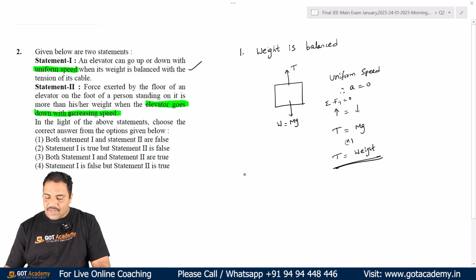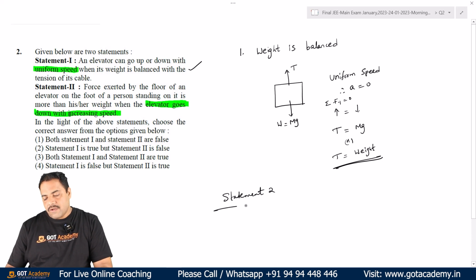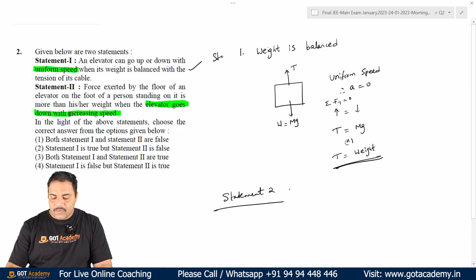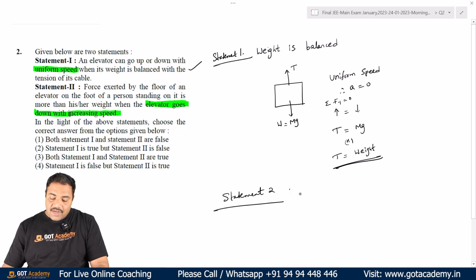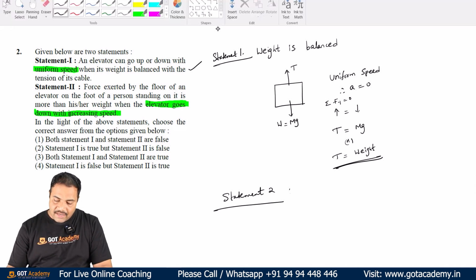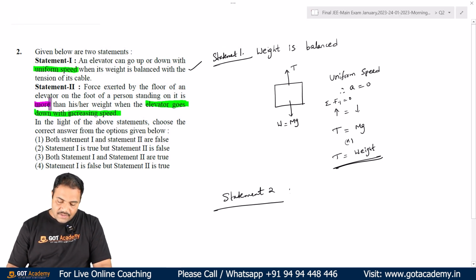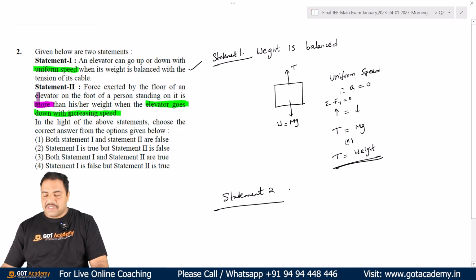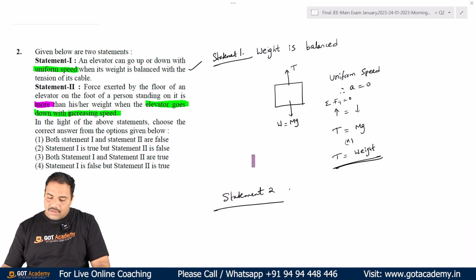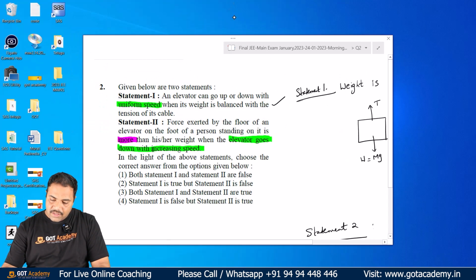Now, let us go with statement 2. So, this is statement 1. Coming to statement 2, the force exerted on the floor of an elevator by the person standing on it will be more. So, this we have to underline. More. Let us check. More than his weight, when it goes down.